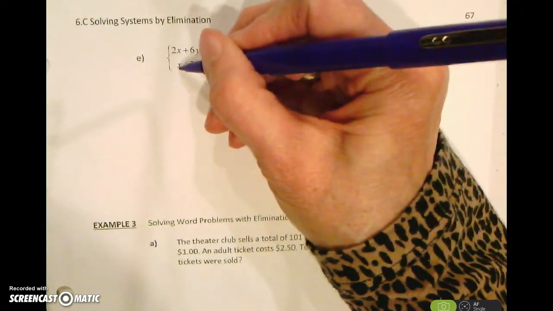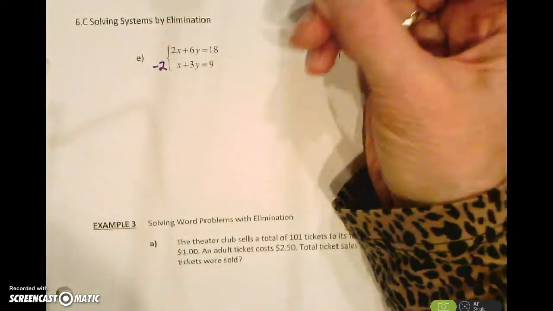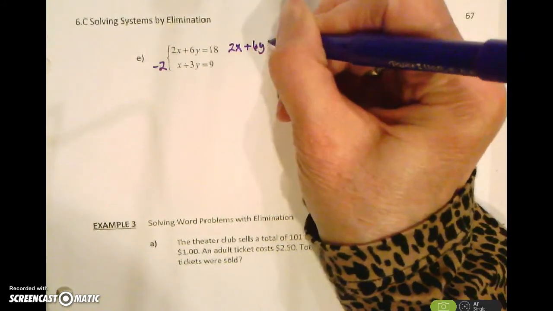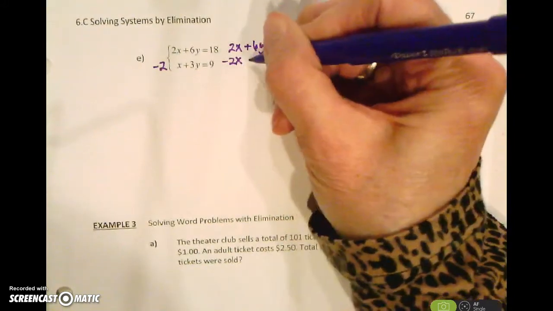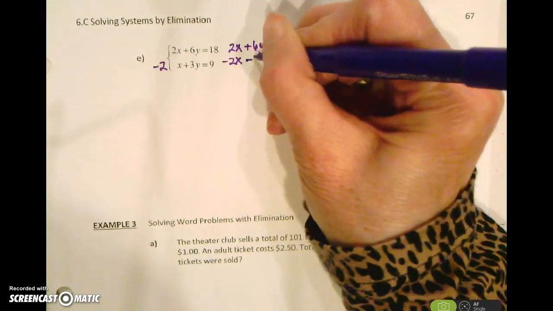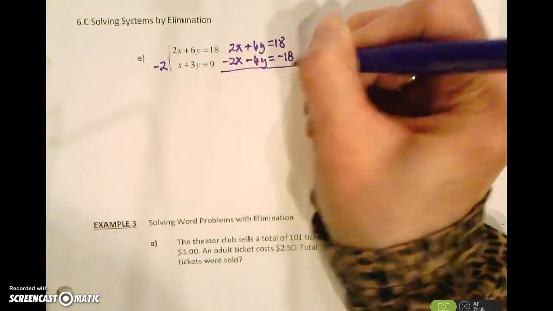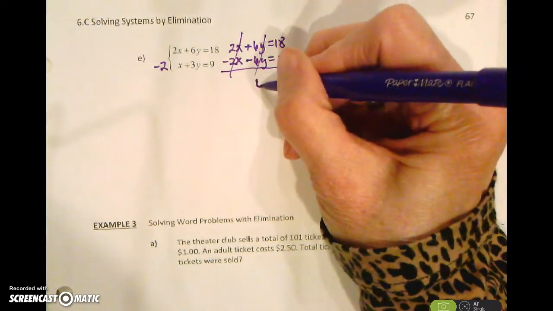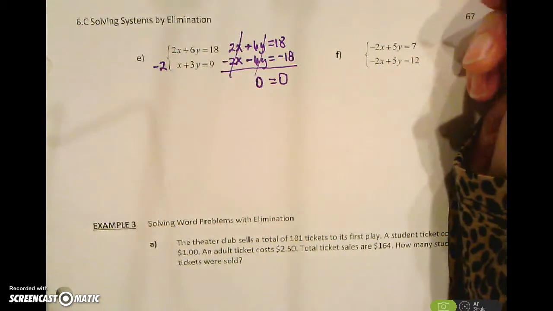I can easily change my 1 into a 2 by multiplying through, and I want the opposite sign, negative 2. So I'm going to keep my top row the same. I'm going to multiply my bottom row by negative 2. So negative 2x minus 6y equals minus 18. I'm going to add it. That eliminates, that eliminates. So I have a 0 on the left side is equal to 0 on the right side.